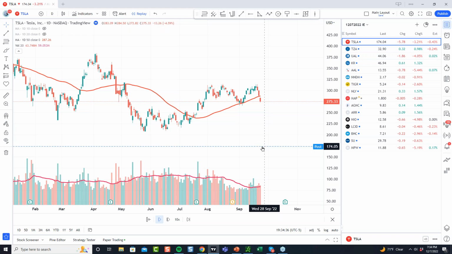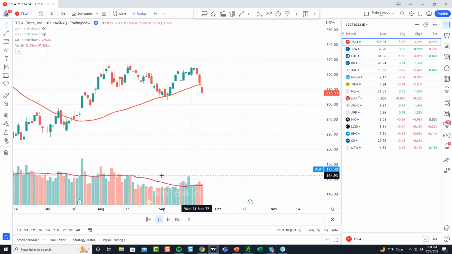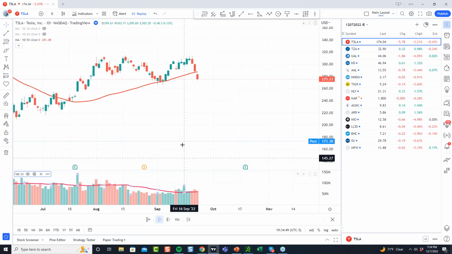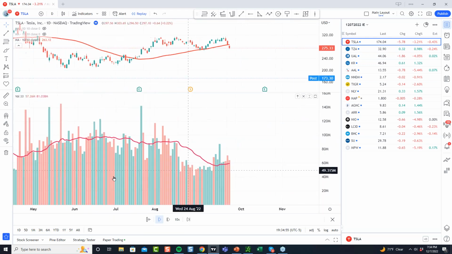So in the bottom half here of the chart, I'll zoom in as close as I can get. New pane below. Okay, so now I can make this a little bigger. All right, so this is volume. Without this moving average, we don't have anything to compare it to.